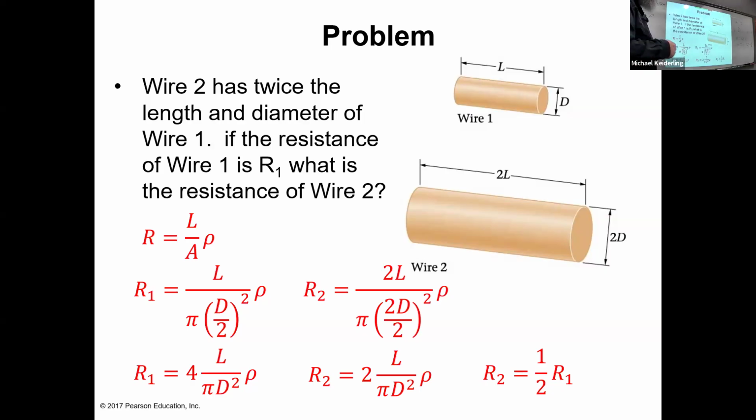Because, well, we doubled the length, which doubles the resistance. We quadrupled the area by doubling the diameter, and that quarters the resistance. So this wire will have half the resistance of this one.